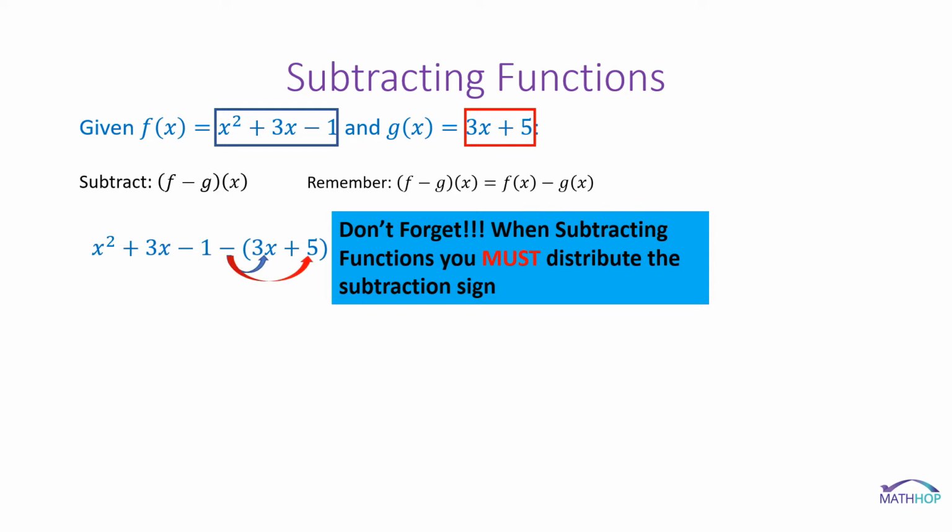And now let's rewrite it without the parentheses, where everything has the correct sign. x squared plus 3x minus 1 minus 3x minus 5. Now we can combine like terms.